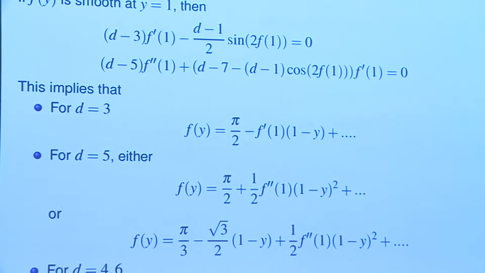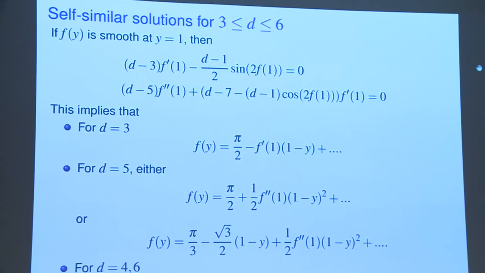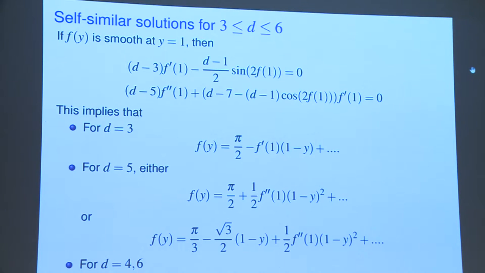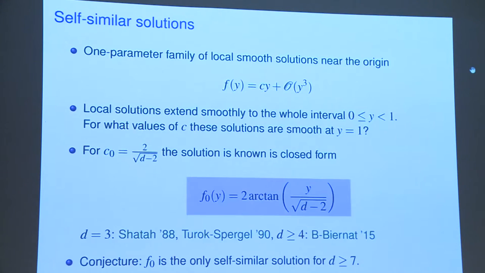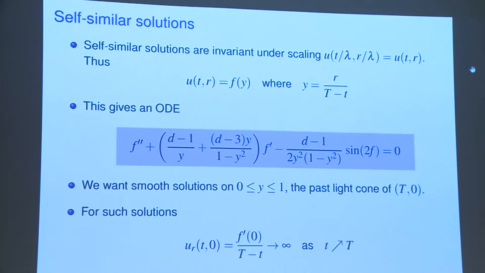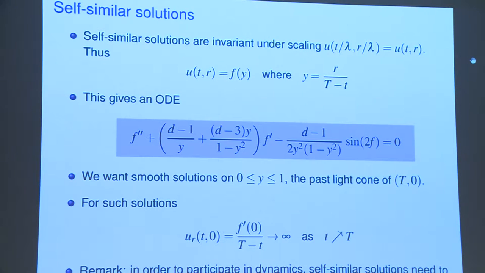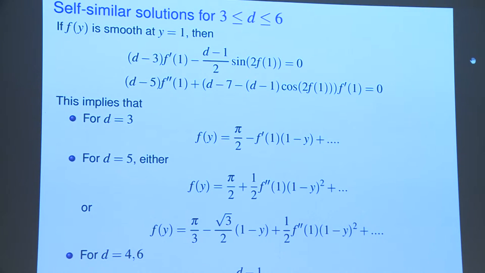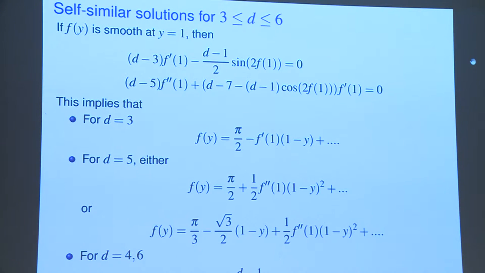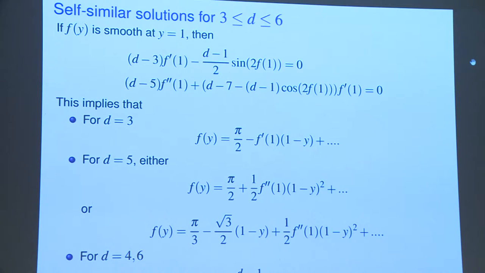Okay, so how about other solutions? To understand other solutions, one has to understand the analyticity properties of solutions at y equal 1. And this very much depends on the dimension. Actually, in each dimension it's different. If you take this equation and multiply it by y squared and 1 minus y squared and differentiate, and keep differentiating, you will get a hierarchy of equations, and I wrote just the first two here, which have to be satisfied for the solution to be smooth. And from the first equation you see that dimension 3 is distinguished because when d is 3, then f at 1 must be a multiple of pi, which must actually be pi.